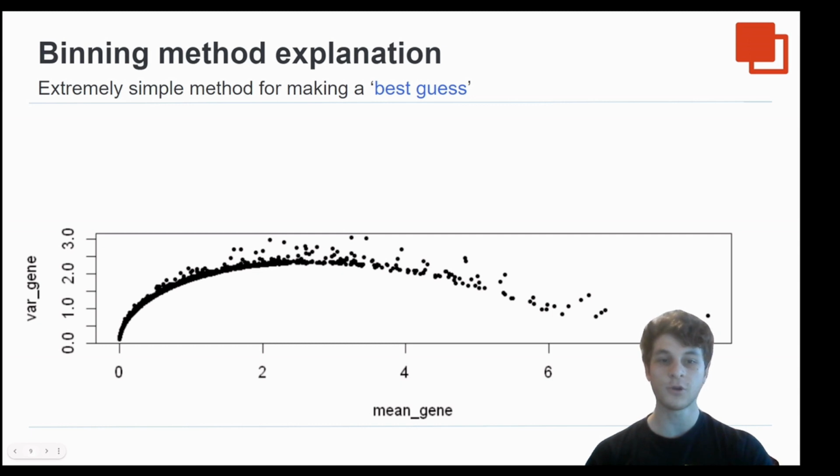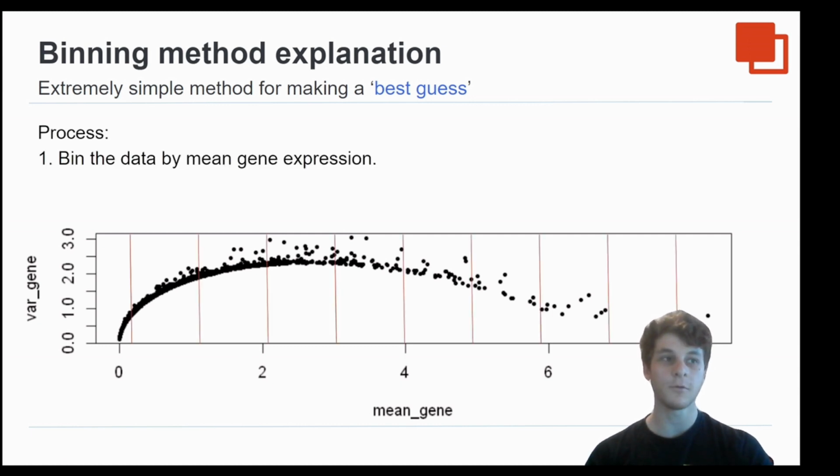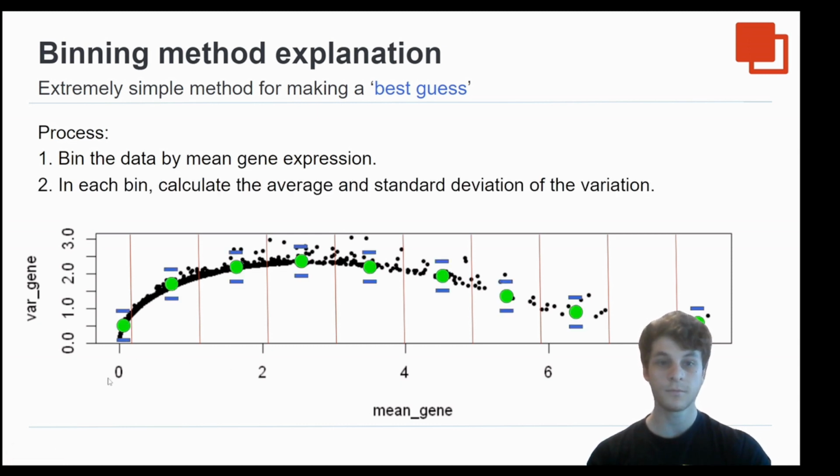The method I wanted to show you all today is called binning, and it's a super simple process. Step 1. We take the graph and bin it along the mean gene values. Then, in each bin, we would calculate the average and the standard deviation of the y-axis. Now, within each bin, we compare each gene's variance to these best guesses we have made. And this is the core concept for how we will remove the effect of mean gene expression from the gene's variance measurements. Now, let's hop over to R and see how to implement it.